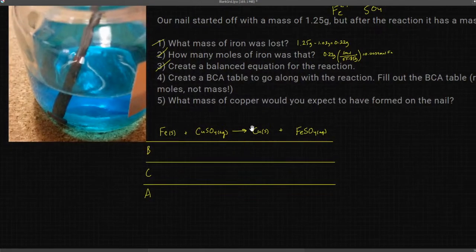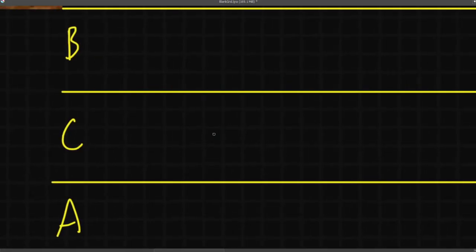What I have done, though, is I know that we use 0.0039 moles. So the amount that we use goes under C. That's the change. We know that that nail dropped by 0.0039 moles.